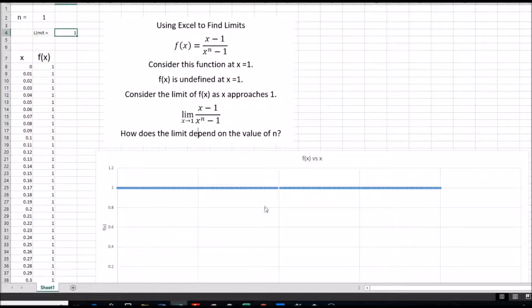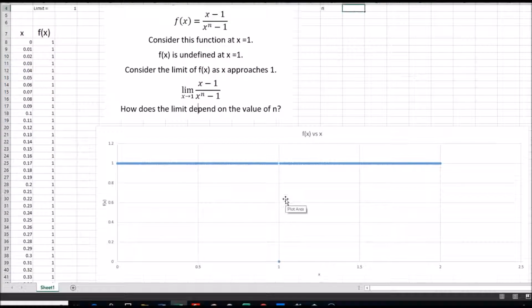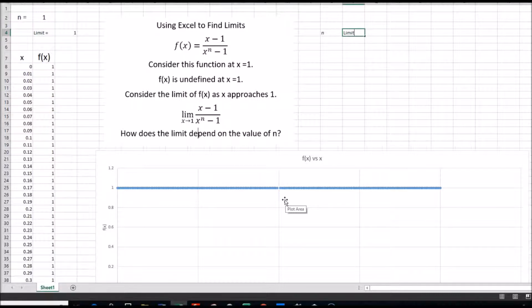So there's our graph. This is a straight line of y equals 1, actually, all right? f of x is always 1, but there's a hole in the graph at 1. And Excel shows this value as a 0. It is not a 0. It's undefined. But Excel, whenever you have division by 0, will give you a 0. So let's go to 2.